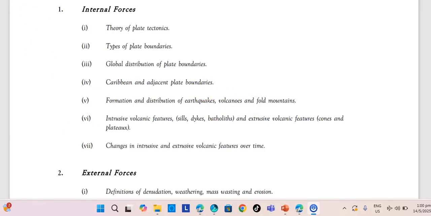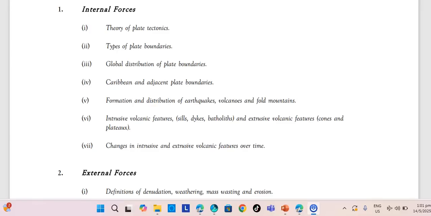So we're going to look at earthquakes. What are earthquakes? Earthquakes are sudden shaking of the Earth's surface. How are they formed? They happen when tectonic plates, big pieces of the earth's crust, grind, slide, or crash into each other. Pressure builds up at the plate boundaries until it is released suddenly, causing the ground to shake.